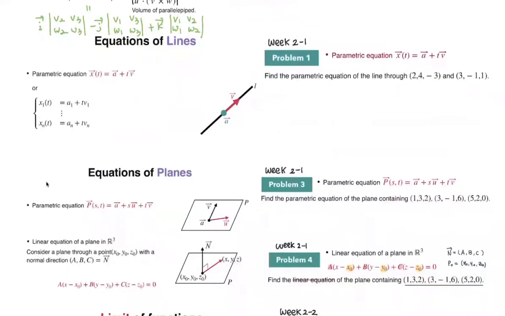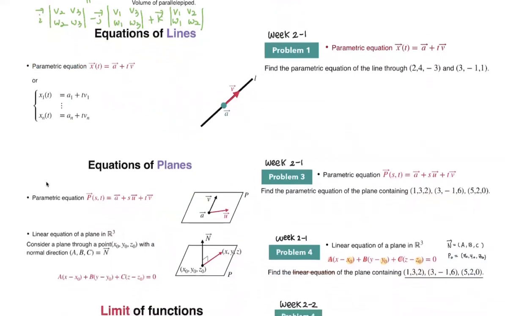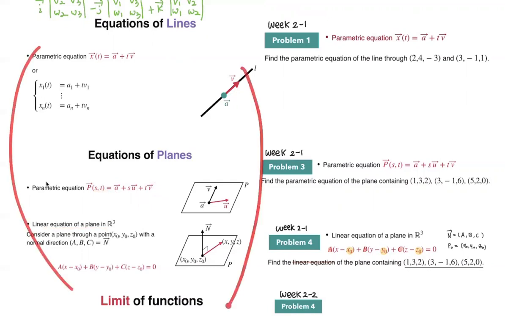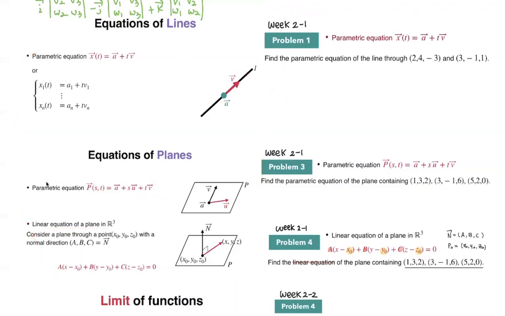After that, we saw the equation of lines. So the parametric equation of the line, the parametric equation of the plane, and the linear equation. Actually, we reviewed these concepts in the week 6.1 video to find the parametric equation of the tangent line of parametric curves and the tangent plane of parametric surfaces, right? So I will skip the review of these concepts.